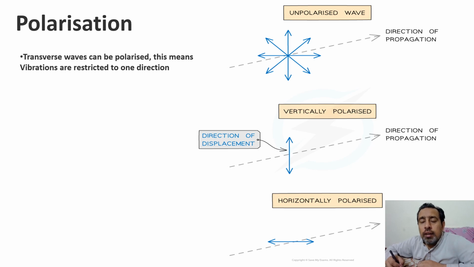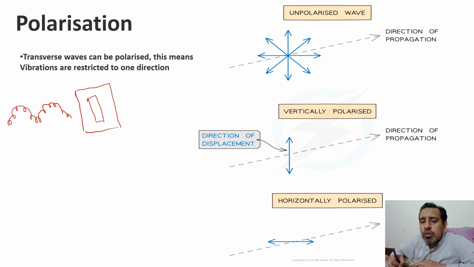Okay, let's start. Polarization is actually a phenomenon in which we restrict the vibration of the transverse waves in one plane, in one direction. For example, if we have a slinky spring like this one, and we put a filter in its path like this one, this filter is also called a polaroid, and these transverse waves are passing through it.